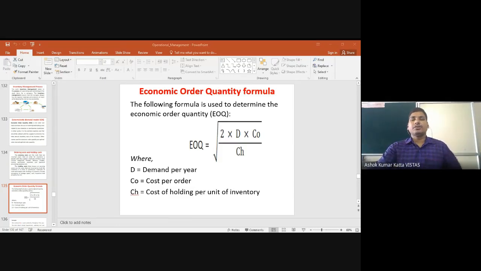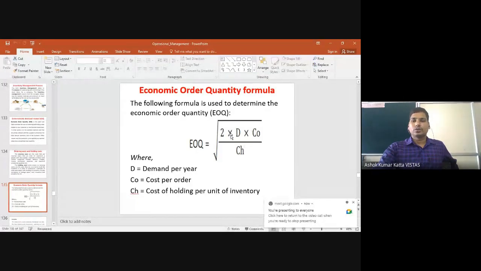Okay, here EOQ is equal to the root of 2 multiplied by D, into CO, divided by CH. D stands for demand per year. CO stands for cost per order. CH stands for holding cost. But some other textbooks mention it as 2 multiplied by D into O by H, where O means ordering cost and H means holding cost. Of course, that is also very easy for you to understand.